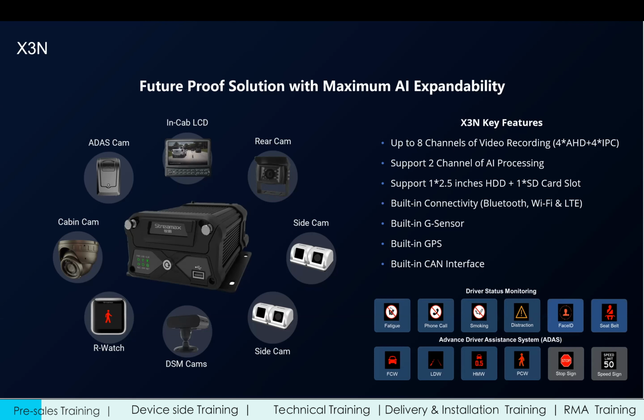And also the M1N, X1N, and X3N can all connect to different accessories, such as our watch and the in-cabin screen. Also, it has I/O input and serial port input. This is the standard assembly for the Streamax product.